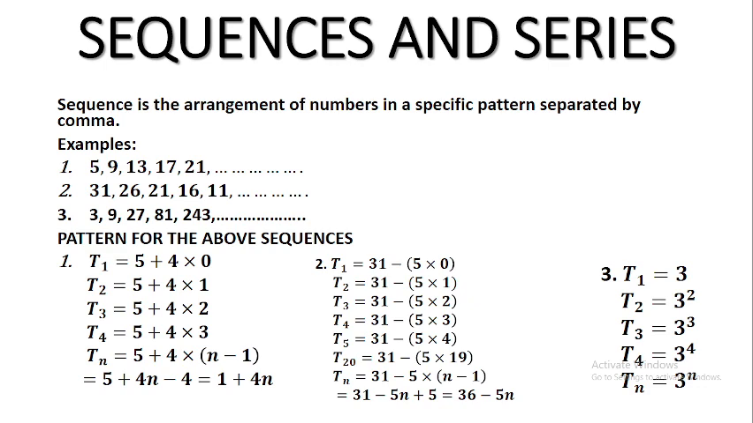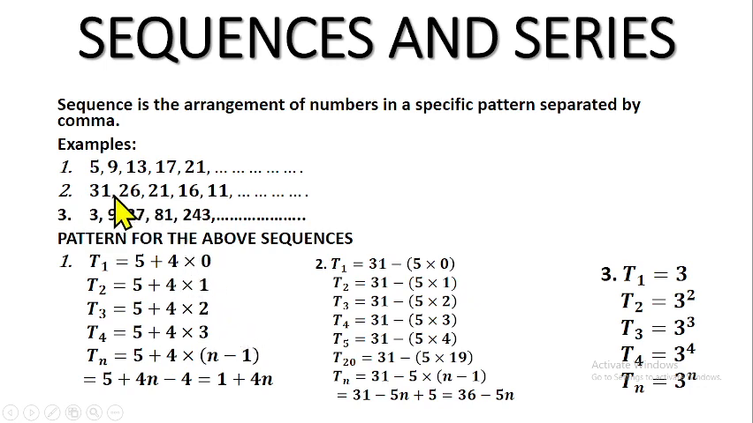So anytime you are talking about a sequence, the numbers that are arranged must follow a particular pattern, then each number is separated by a comma. Examples are the numbers we have here: 5, 9, 13, 17, 21, and dot dot dot, which means it continues. This is a sequence because each number is separated by a comma, and there's a pattern to which the numbers are arranged. We are going to explain that.